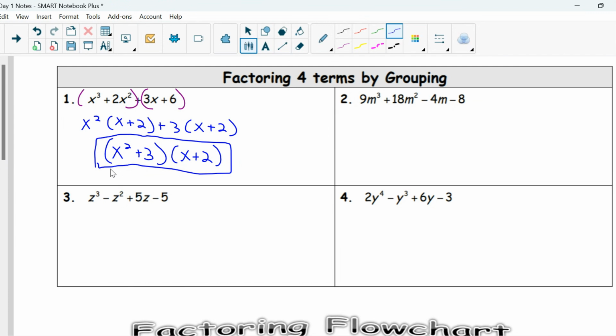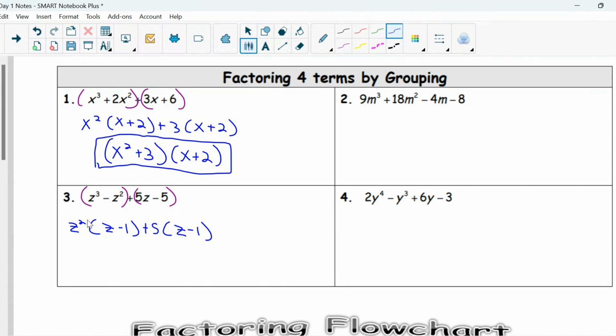Okay, moving on to number 3, same exact process. We will make our groups. Then we'll factor out our greatest common factors. So my greatest common factor in my first group, once again, is just going to be my variable squared. So I'll factor out a z squared, which will leave me with z minus 1. And in my second group, I can factor out a 5. So I've got plus 5 times z minus 1.